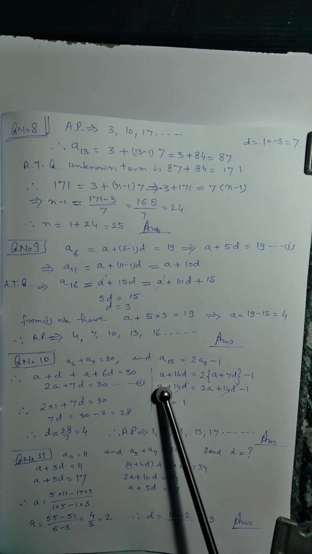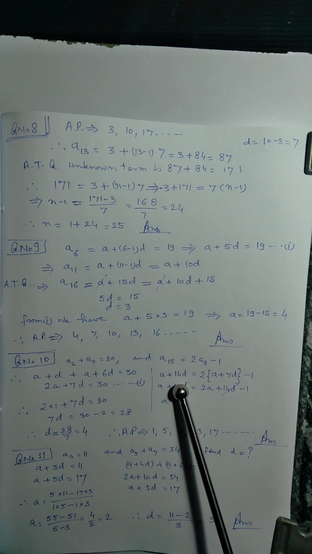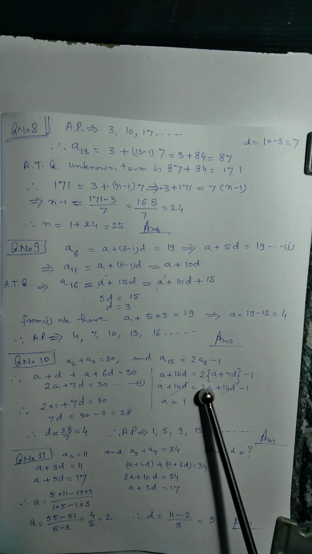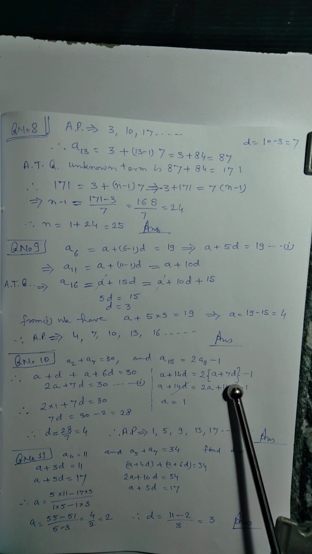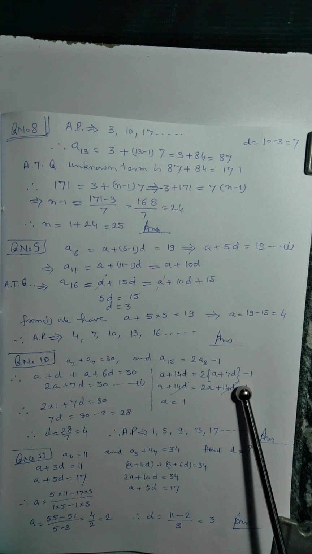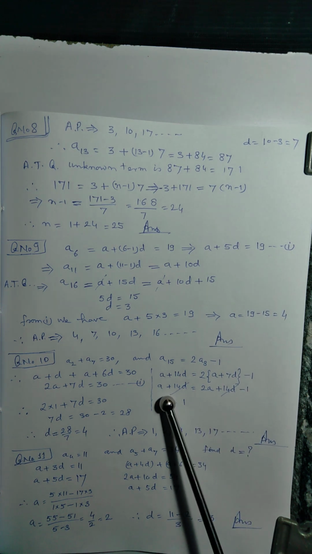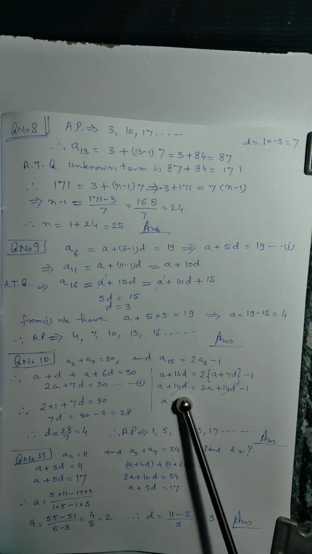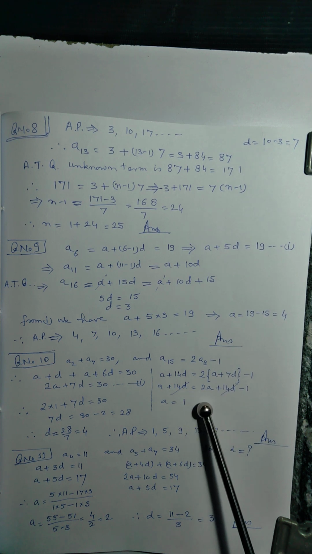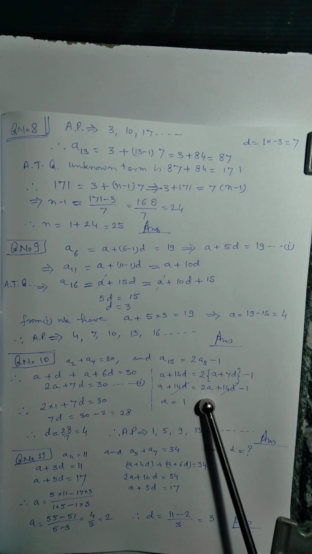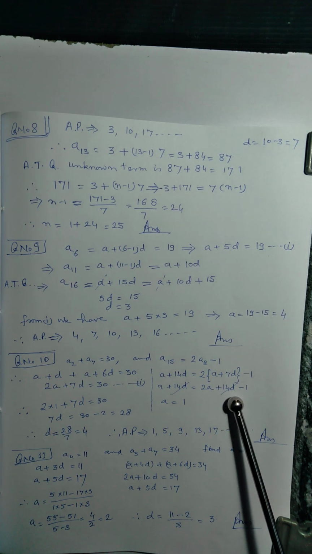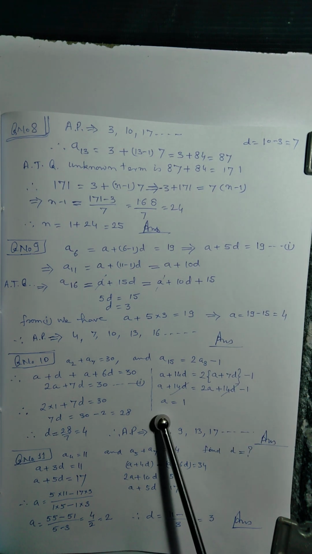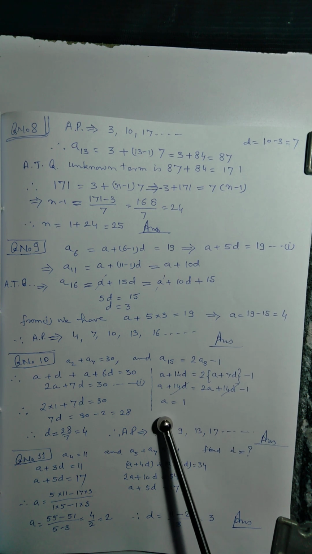So I have written here A plus 14D is equal to twice of A plus 7D minus 1. Solve it. A plus 14D is equal to 2A plus 14D minus 1. So solve it, you will get here A is equal to 1.